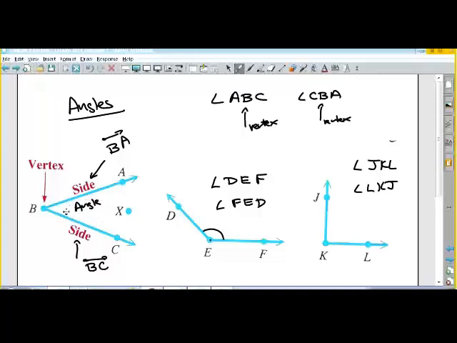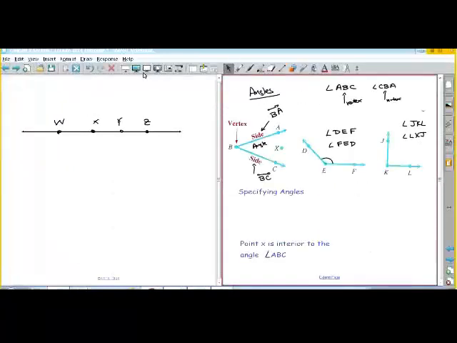Does anybody remember what kind of angle is between 0 and 90 degrees? Greater than 0 and less than 90. Acute, yeah. Okay, so we talked about specifying angles. This X point is interior to the angle because if you extend these out, it's inside the angle.